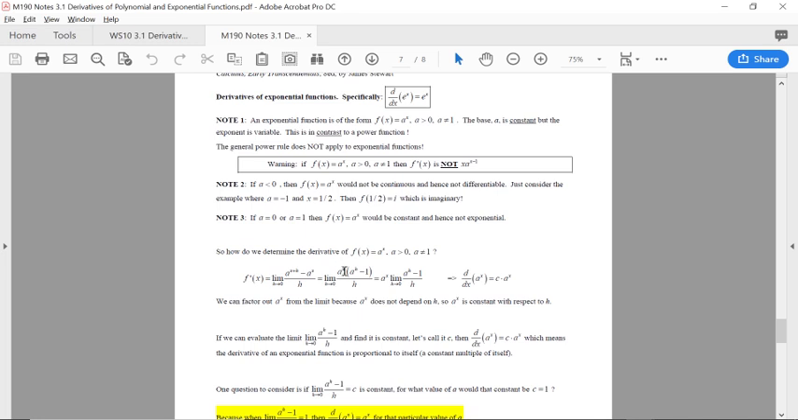Therefore, a to the x can be factored out as a constant multiple. By the rules of limits, we can factor out a constant from a limit, and a to the x is constant with respect to the variable in the limit. And that leaves us with this expression. How do we evaluate that?